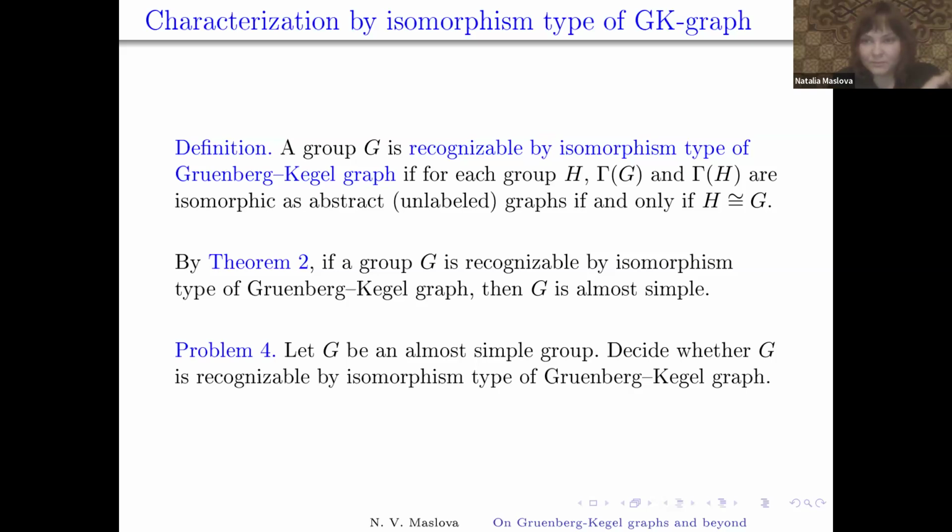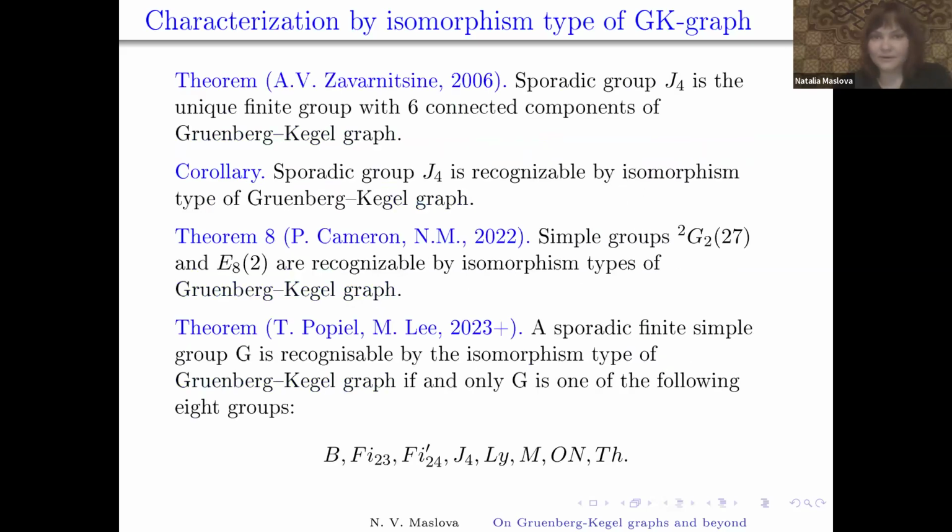So you can remember that if a finite group is recognizable by Gruenberg-Kegel graph, then this group is almost simple. Of course, if a finite group is recognizable by isomorphism type of its Gruenberg-Kegel graph, it is forced to be recognizable by Gruenberg-Kegel graph. This implies that each group which is recognizable by isomorphism type of its Gruenberg-Kegel graph is almost simple. And here we have another problem. Take almost simple groups and decide whether they are recognizable, almost recognizable or unrecognizable by isomorphism types of the Gruenberg-Kegel graphs. There are not many results in this direction.